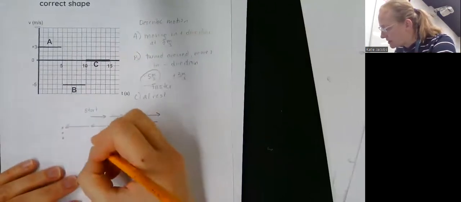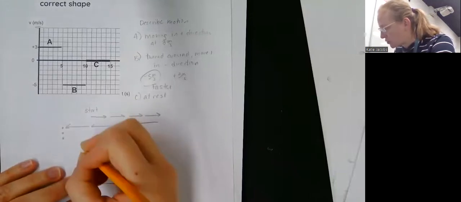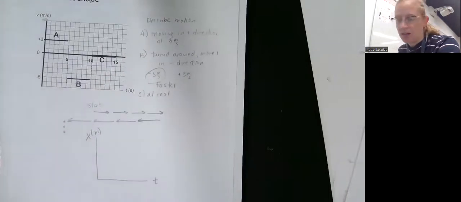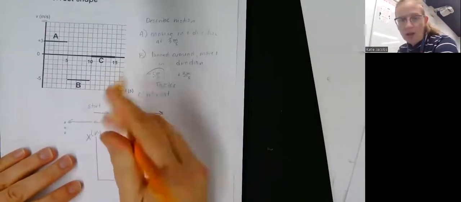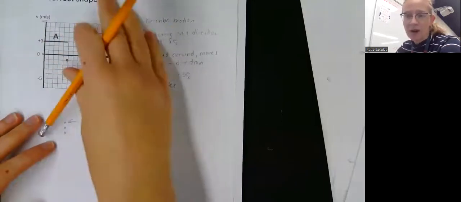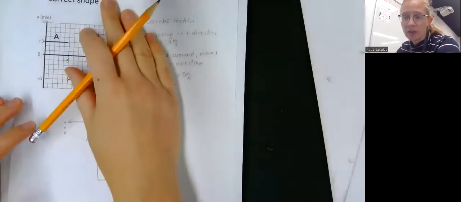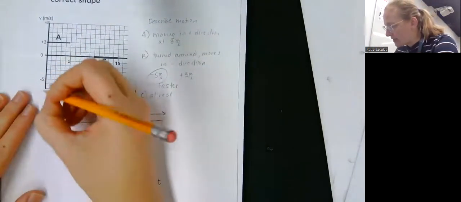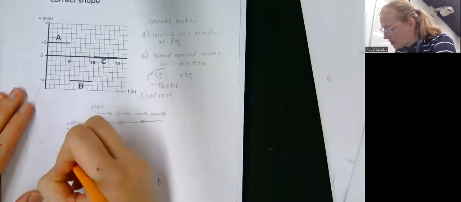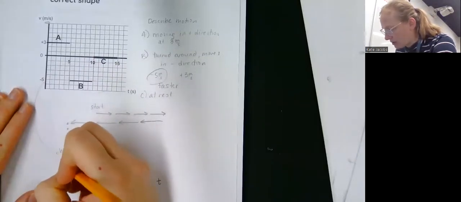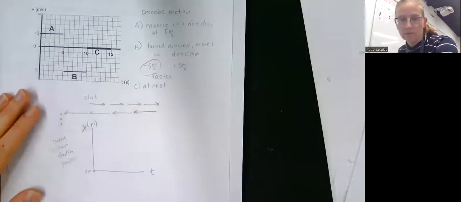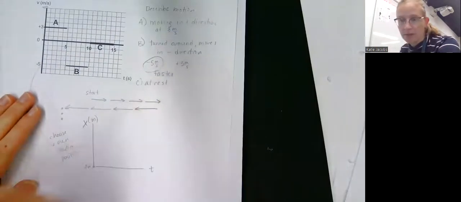Now, how do I draw a position versus time graph that matches that story? A position versus time graph has meters on the y-axis. It's important to know that the velocity graph tells you how fast you're moving, but it doesn't tell you where the object starts. You're not given the starting position, so you can choose your own. I'll just go ahead and choose 0 meters. But if you started the graph up here, that would also be fine.